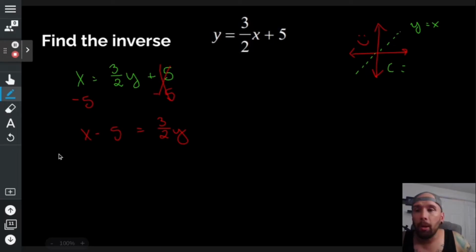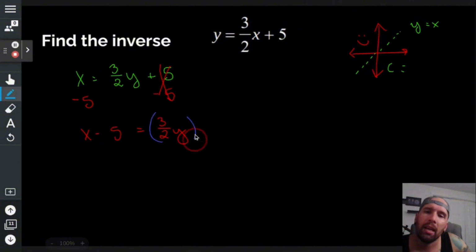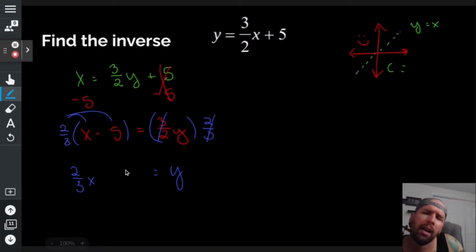Now I have to get y all by itself. You could divide by 3 over 2 from everything, but that's a mess. Instead, let's multiply both sides by the reciprocal, 2/3, so that those guys cross out, and now y is all by itself. 2/3 times x is 2/3 x. 2/3 times negative 5 is negative 10 over 3. Nothing fancy happens there. You're just multiplying them.